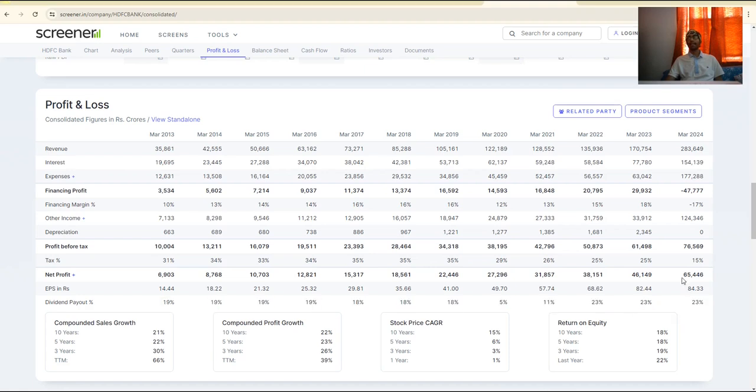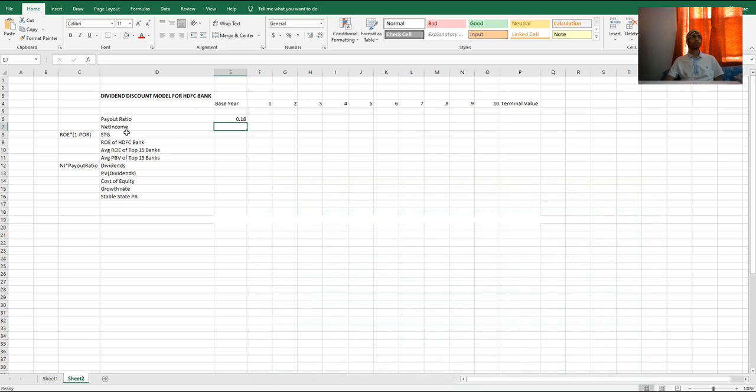Net income base year is 65446 crores. This is the base year net income. Now we have to project these net incomes and multiply with the respective payout ratios to get the dividend projections, right? So let's first find out the short-term growth rate so that we can find out the net income projections.